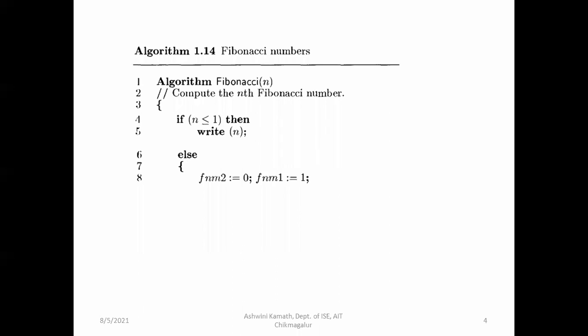So these are the initial two values. Then for i is equal to 2 to n. Why does it begin at 2? Because we already have the 0th number, that is 0, and the first number, that is 1. We already have these two values.